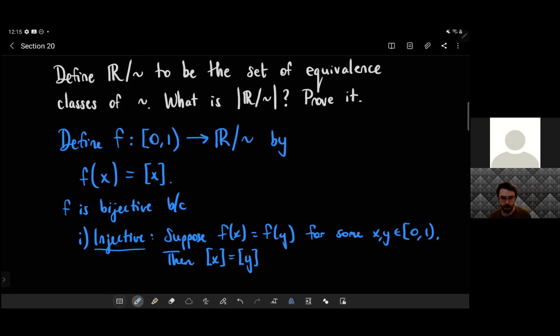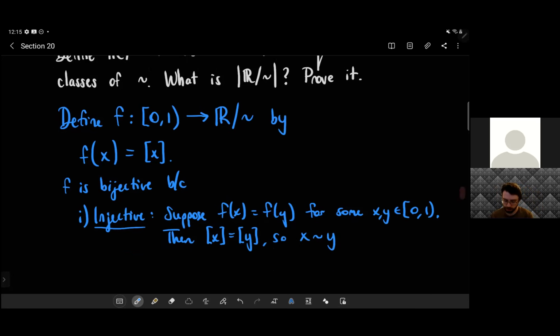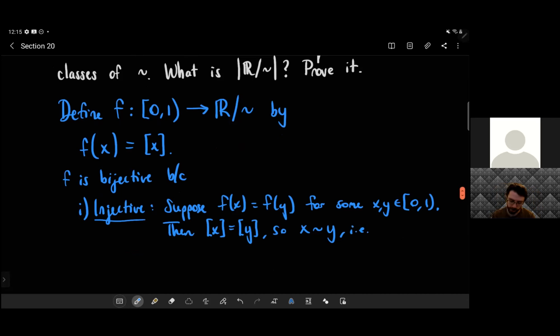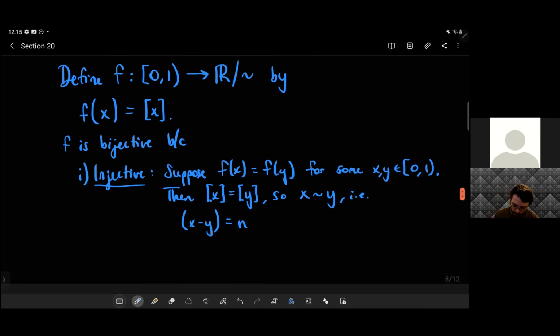But the question is, are X and Y themselves equal? And the answer is yes. So equivalence classes are equal means their representatives are equivalent. What does that mean? That means X minus Y is a multiple of N, for some N in Z.